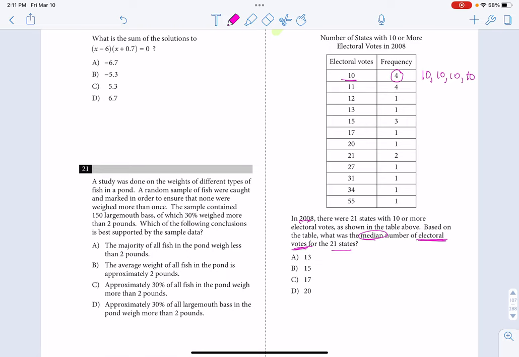So what is the median for electoral votes? We are trying to list out all the electoral votes that the 21 states have. They had 4 states with 10 electoral votes, and then 4 states with 11, so 11, 11, 11, 11. Then one with 12, one with 13, and 3 with 15, and then 17, 20, 21 twice, and then 27, 31, 34, 55. I listed all the numbers of electoral votes for the 21 states.